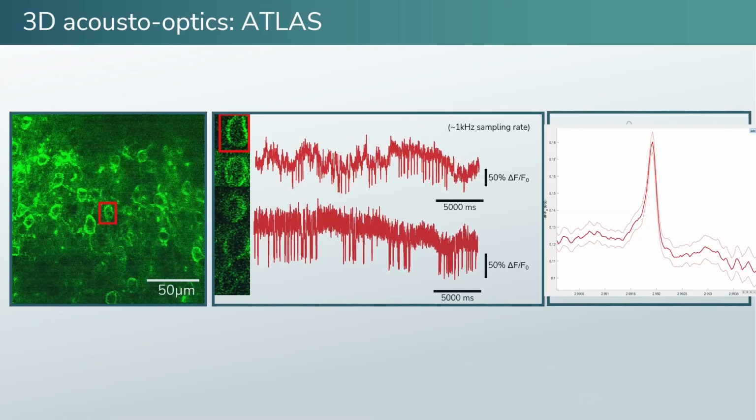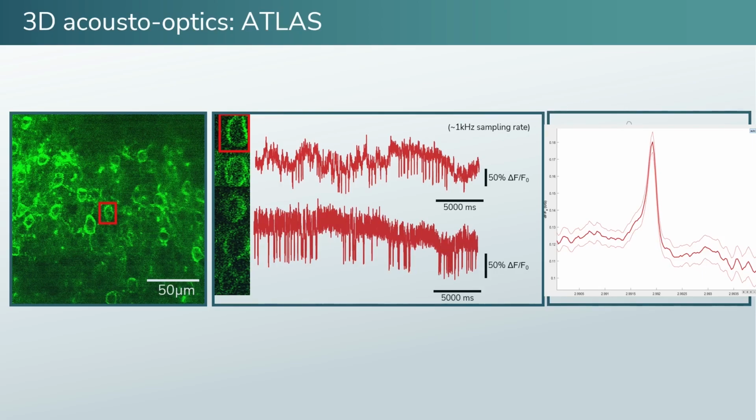This recording was done with such a setup: awake, behaving voltage sensor recording. On the left panel, you may observe the expression. The membrane is depicted nicely by the sensor. Choosing one of these cells, the trace, even with a recording speed around 1 kHz, looks like a genuine electrophysiological recording with high amplitude action potentials.